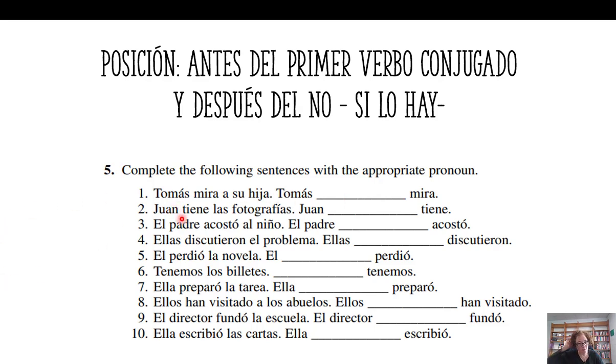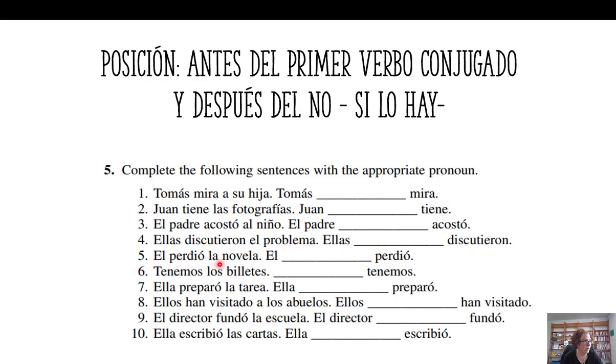You can stop if you want and do it yourself and then check. I'm going to have the answers at the end as well. So Juan tiene las fotografías, so he has them, so las tiene. El padre acostó al niño, the father put the kid to bed. El niño is masculine, so el padre lo acostó. Ellas discutieron el problema, el problema es masculino, ellas lo discutieron.